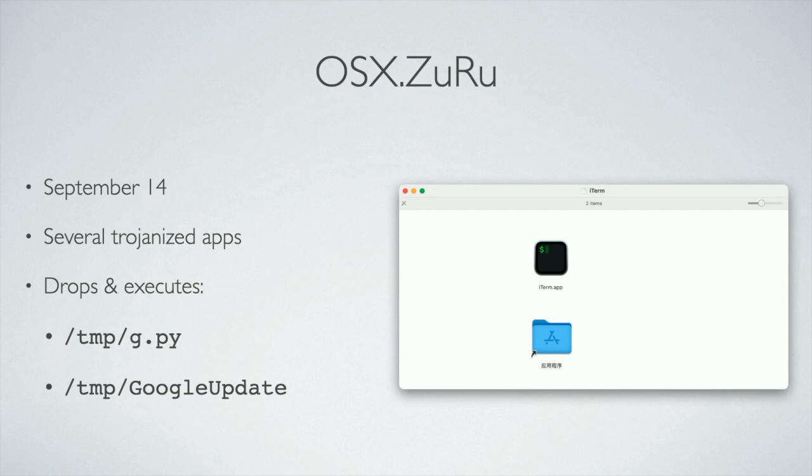And then finally, Zuru, which Patrick did the first write-up for, first write-up within the US. There was a Chinese blog about it as well, but most people didn't see that. And this was not really a supply chain attack. It was Trojanized apps. The one that was first known was iTerm2. So you run the app, and it drops these 2 files in the temp folder, g.py and something called Google Update.